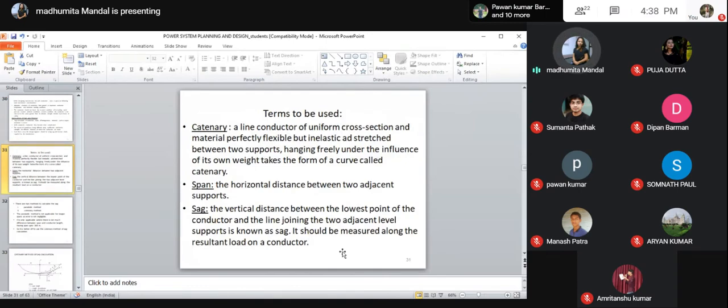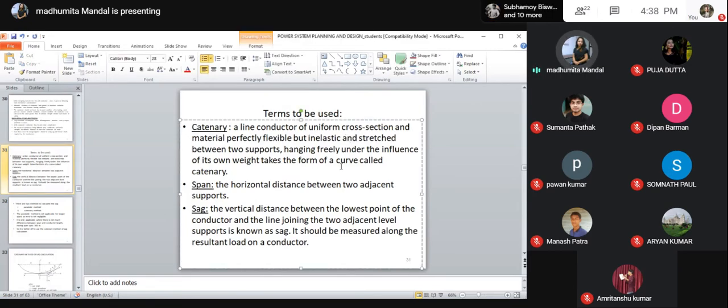Next, while calculating the sag, these are the terms that will be used. Catenary. A line conductor of uniform cross section and material, perfectly flexible but inelastic and stretched between two supports, hanging freely under the influence of its own weight, takes the form of a curve called catenary.